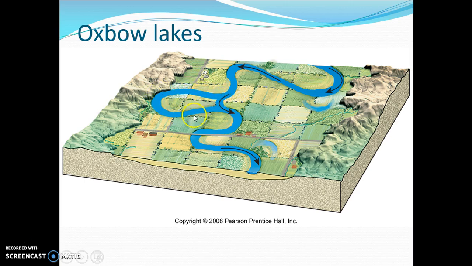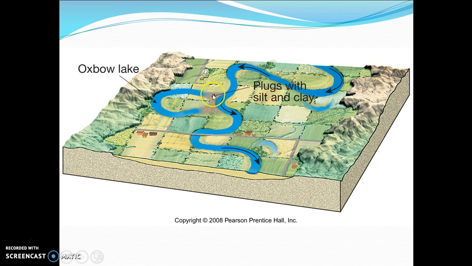this meander no longer has a current. It no longer has flowing water. It's standing water, and it begins to become isolated because now the river has taken a shortcut in a way. Okay, so as that happens, then the connection with the river just gets plugged up with silt and clay. And now we have what we call an oxbow lake.